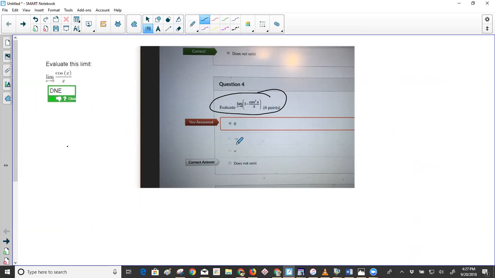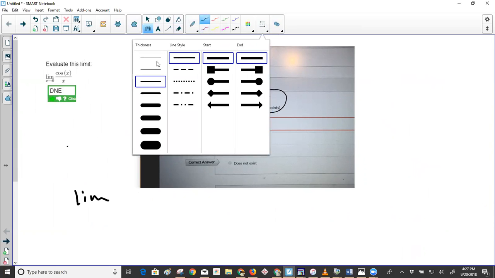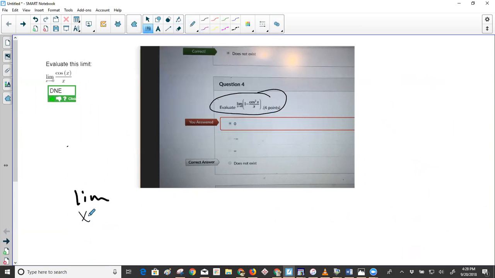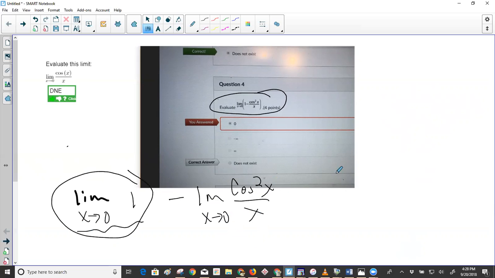difference. So when I'm evaluating limits here, let me make that narrower ink. When I'm evaluating limits, I can break it up into the separate pieces. So the limit as x approaches 0 of 1. And then if I've got a constant multiple, I can always bring that out. I can say minus the limit of cosine squared x over x as x approaches 0. And of course, with this piece here, as x approaches 0, this is always 1. So we don't have to worry about that.